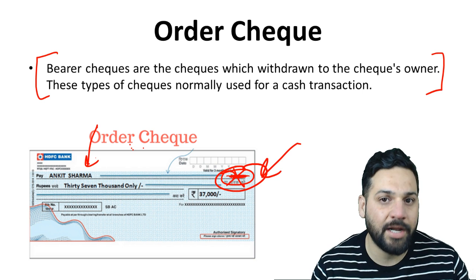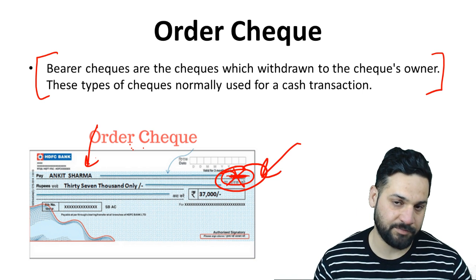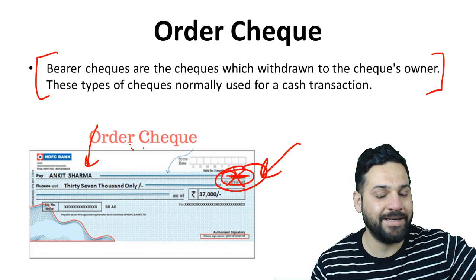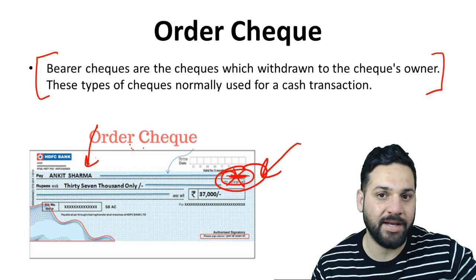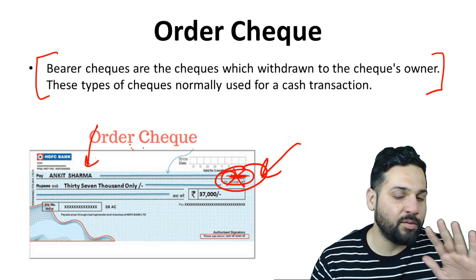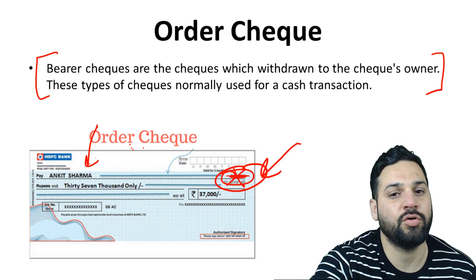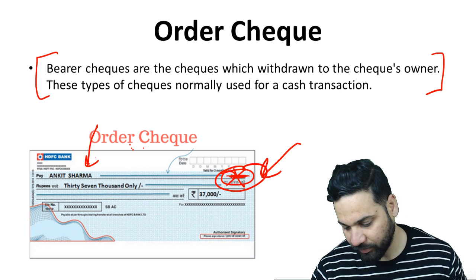Ankit Sharma cannot endorse it to a third person. Only Ankit Sharma can go to the bank and take the money, or he can deposit this check in his own bank, right? But he cannot endorse or transfer this check to a third person. He cannot give it to anyone else. Only Ankit Sharma is going to get the money from here.